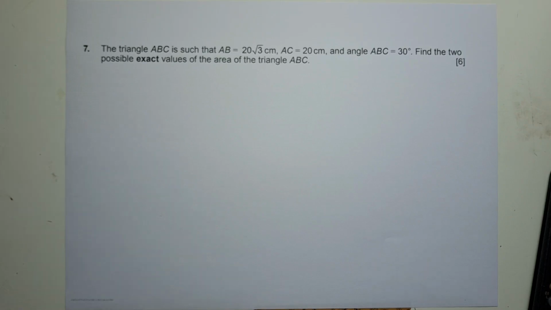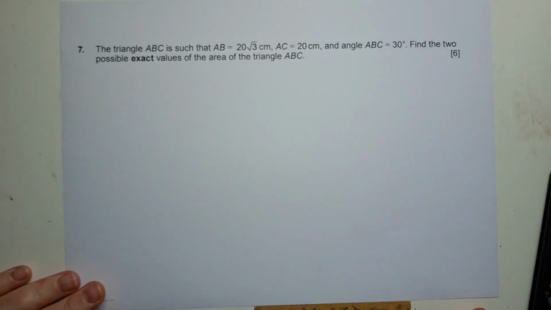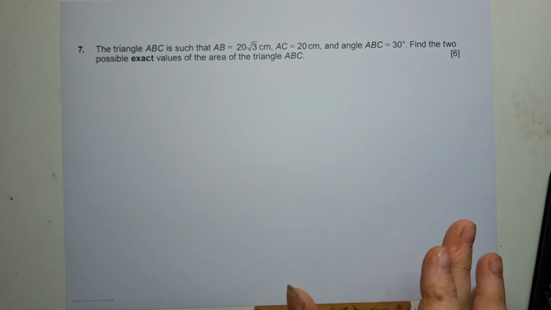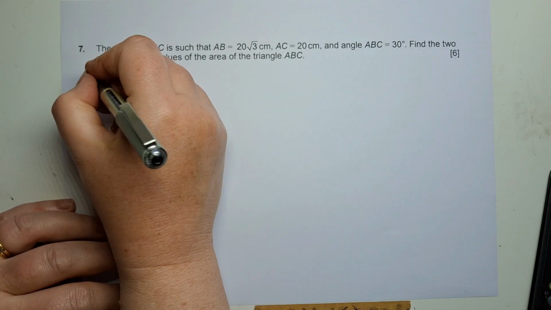Question 7. Okay, so we've got the triangle ABC is such that AB is 20 root 3, AC is 20, and angle ABC is 30. Okay, so let's draw this.